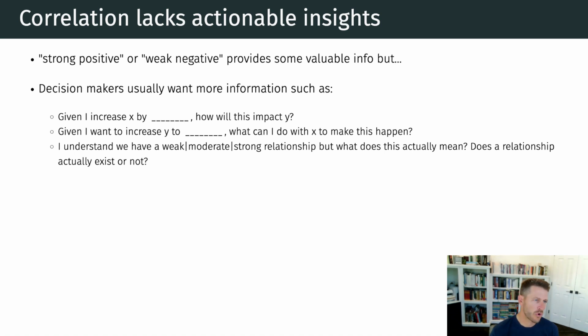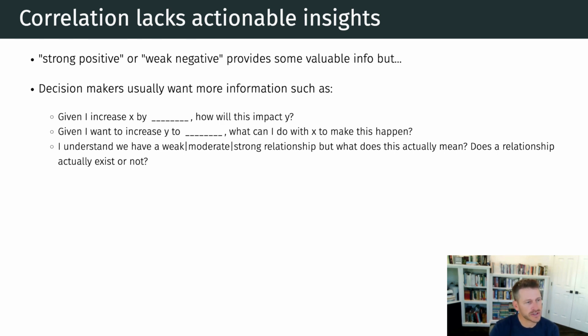All right, so correlation provides some useful information. It tells us if there's a strong positive or weak negative type of relationship, but it kind of leaves it at that. And often we're looking for more information. And really, decision makers want to understand more behind this relationship between X and Y, right?